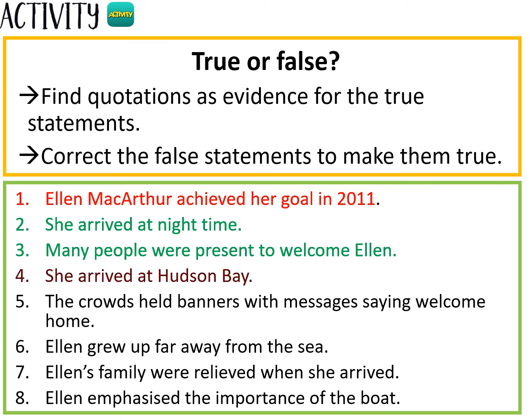She arrived at Hudson Bay. No, she didn't. She arrived at the Bay of Biscay, which is in France. A crowd held banners with messages saying welcome home. They didn't. The banners said something else. Ellen grew up away from the sea. They did. They grew up in Derbyshire, which is a landlocked county. Ellen's family were relieved when she arrived. No, they weren't. I think they were perfectly happy to know that she was safe. Ellen emphasised the importance of the boat. Yes, she did.